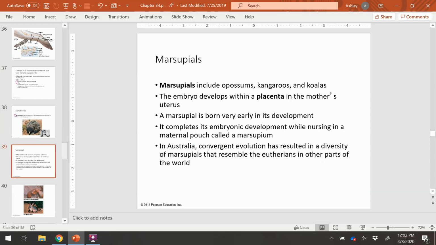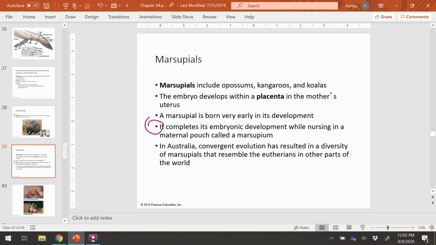Marsupials will be the second group. They have a pouch. So this maternal pouch called the marsupium is where it gets its name, and that's where the embryo will complete its development. And so it has an early birth and then completing development in the pouch.